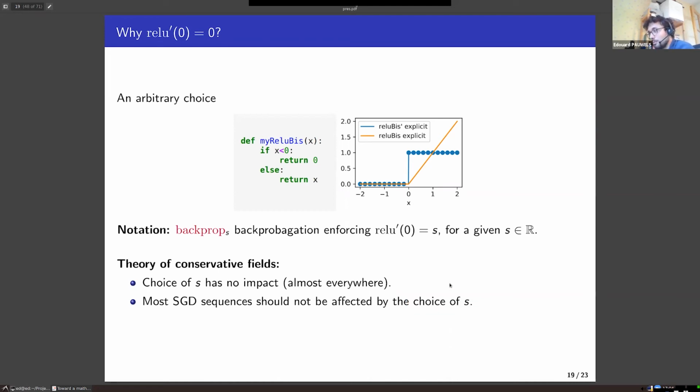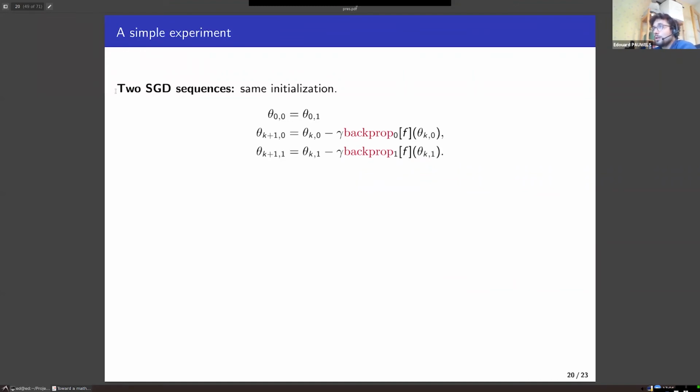So let's check it. It's something that we can check practically. In order to do that, we consider a very simple neural network architecture. We generated two SGD sequences. They are the same at initialization, and the only difference between the two sequences is the value chosen for the derivative of ReLU at 0. That's the only thing that changed. And the theory says that the sequences should be the same. This should not have an impact. And this confirms the intuition, as most of the researchers to whom I asked about this question told me that this should not have an impact.